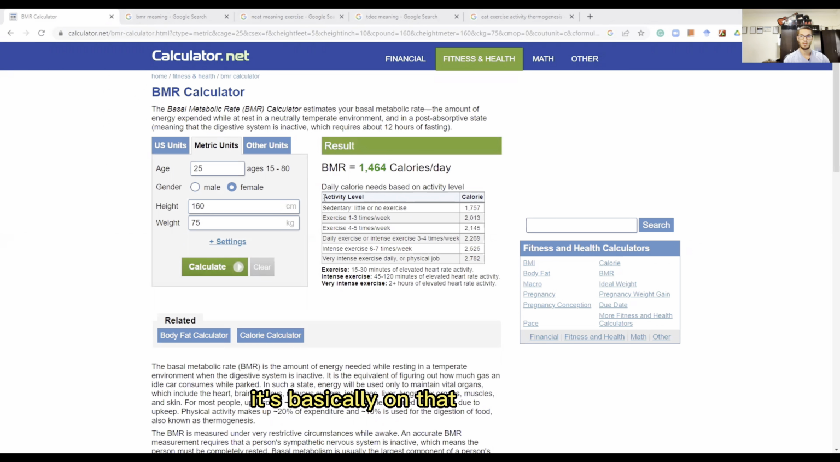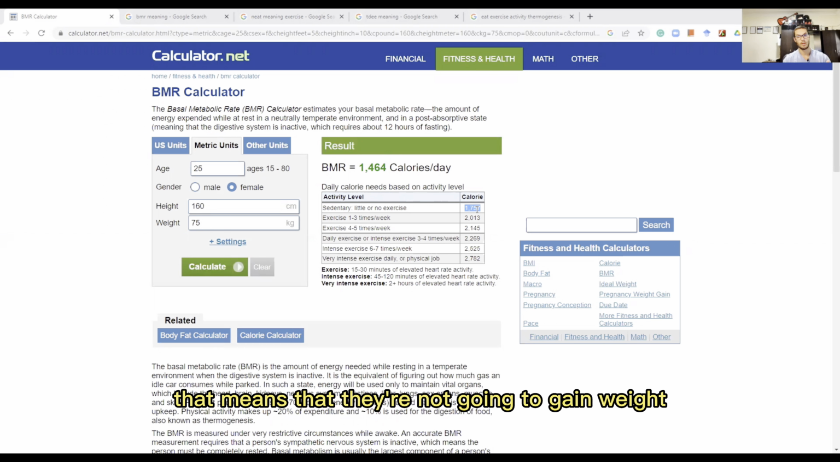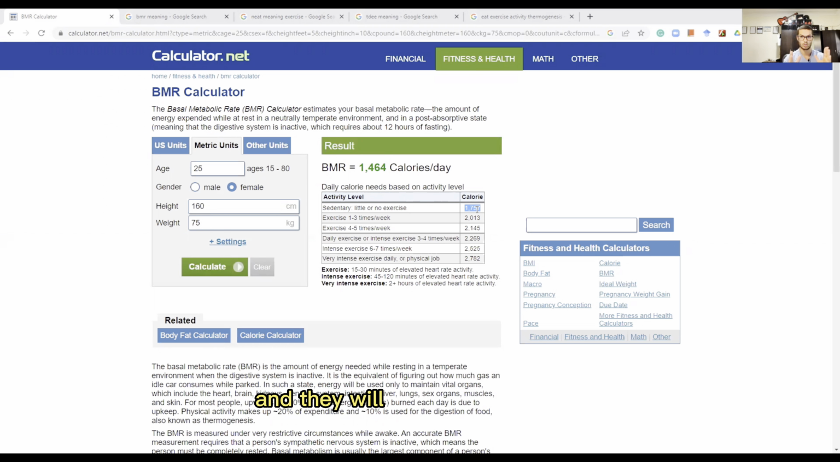So it's based on the activity level. If she does little to no exercise, it's about 1757. So if someone doesn't do much exercise and consumes 1757 calories, they're not going to gain weight, they're not going to lose weight, they will just be maintaining. And then if they exercise 1 to 3 times a week, they could consume up to 2,013 calories. And that's the same way. They're not going to gain weight, they're not going to lose weight, they're just going to maintain the same body weight, if that makes sense.